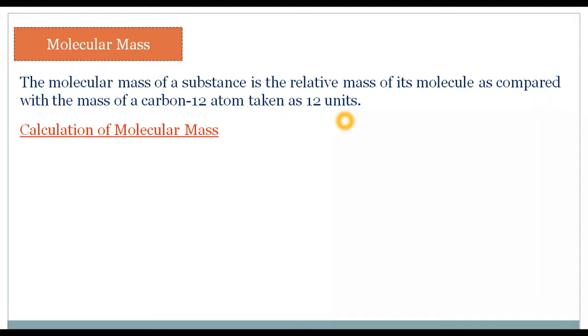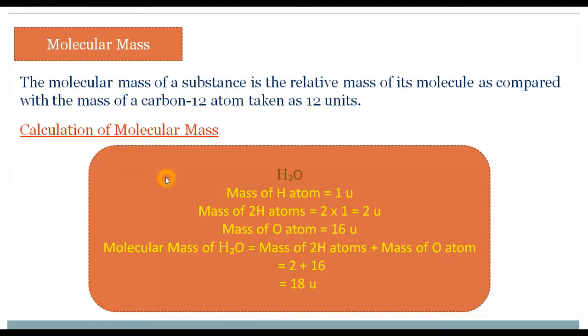Now let's calculate the molecular mass of some compounds. If the molecular formula of a substance is known, then you can easily calculate the molecular mass. So you should know the molecular formula of the substance. Molecular mass is equal to the sum of atomic masses of all the atoms present in one particular molecule. For instance, if we take a molecule of water and need to find its molecular mass, we have to sum the atomic mass of hydrogen and the atomic mass of oxygen.